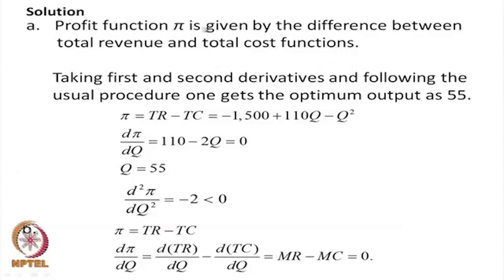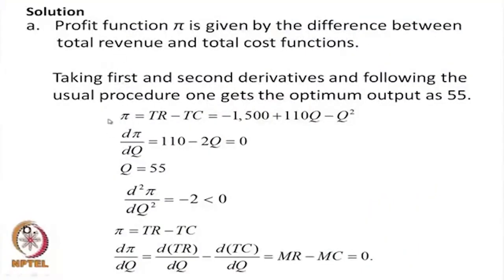Define first of all that the profit function pi is given by the difference between the total revenue and the total cost. So, total revenue minus total cost is the total profit made, and then we differentiate that profit function with respect to Q to find out the optimum value of Q that maximizes profit. So, what we do here? The profit function is total revenue minus total cost. When we subtract the two, we get 1000 minus 1500 plus 110 q minus q square. So, this is a function of q.